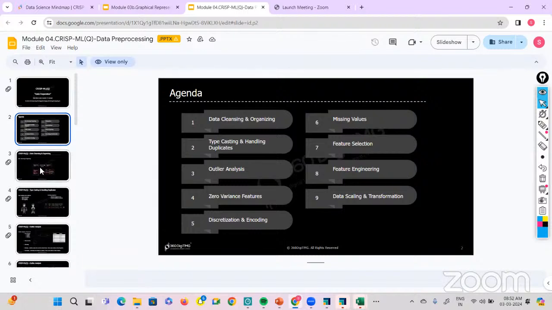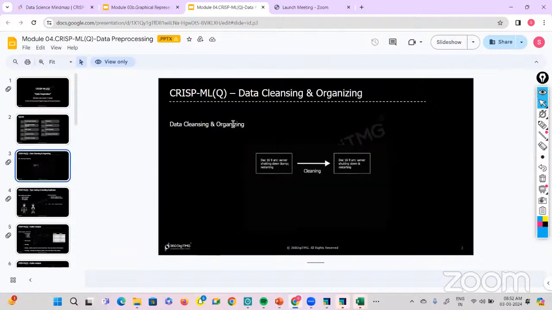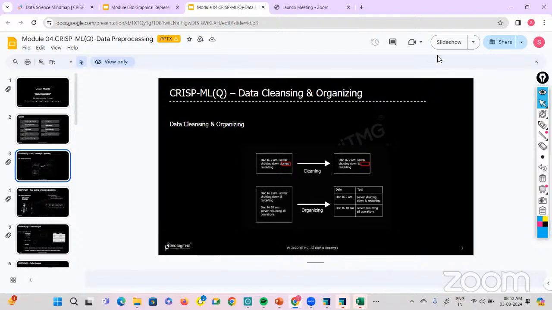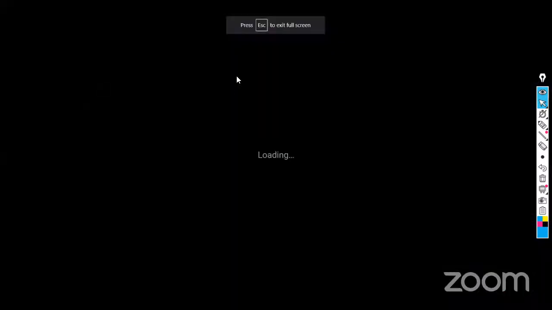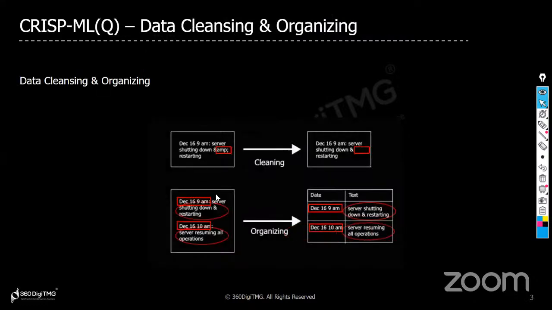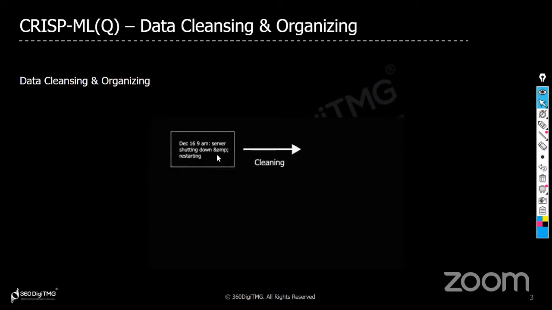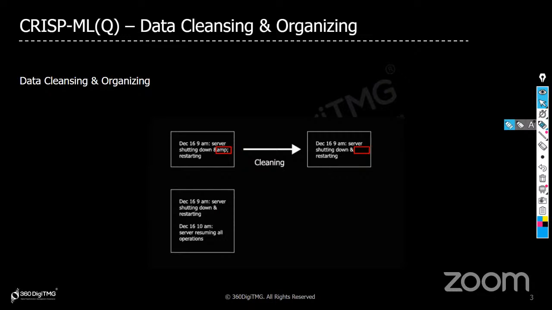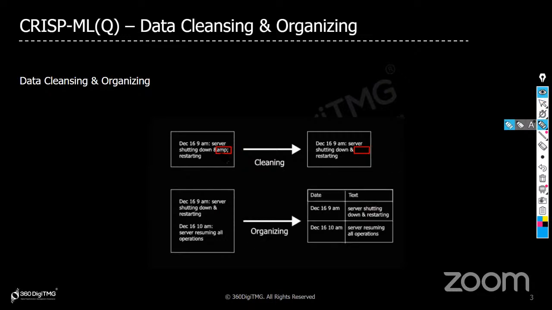Okay, let us go to the first slide. Here we have data cleansing and organizing. If you see this data, here we are recording whatever operations are happening over there. When you see this one, there is unknown, unnecessary data coming over here, which is presented in the red color box. This is not the data that actually happened. So we will go for data cleansing.